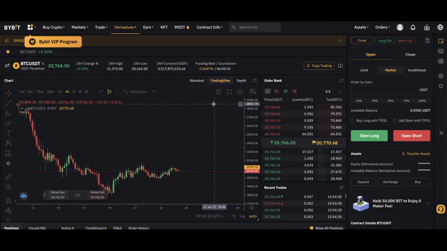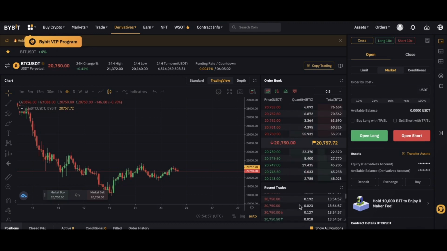Here at the overview we can see first of all Bitcoin USDT. We see the price of it and the change in the last 24 hours. We also see the low and the high of the last 24 hours. We have the order book. The order book shows the prices people are buying at and also the prices people are selling at, so you can see what traders have been doing recently.